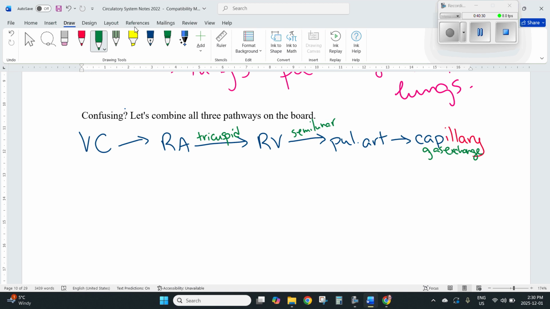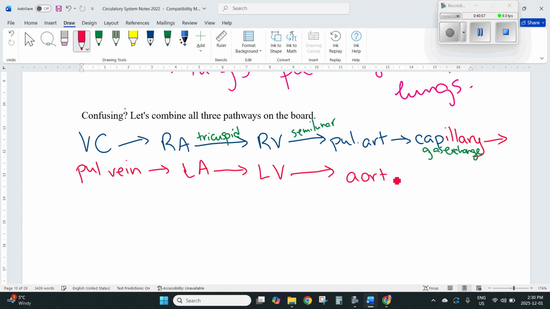Okay, so now I have my red pen. So now I need to get back to the heart. So now I need the pulmonary, and if you're going back to the heart, you're going in a pulmonary vein. Pulmonary vein will drain into the left atrium and move into the left ventricle. From the left ventricle, we go out the aorta. Now, between those, we also have valves. So between the left atrium and the left ventricle, we have the bicuspid valve. Between the left ventricle and the aorta, we have your other semilunar valve.